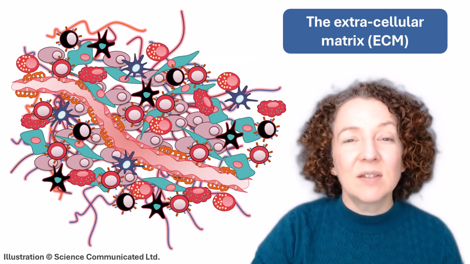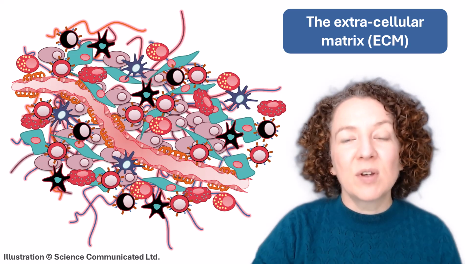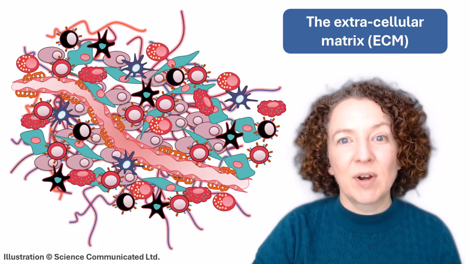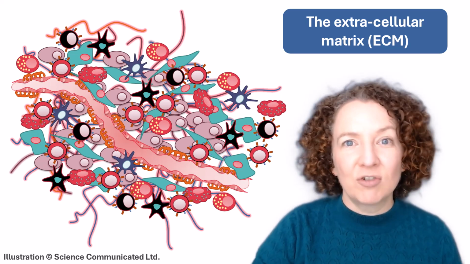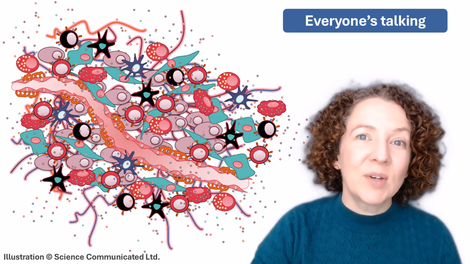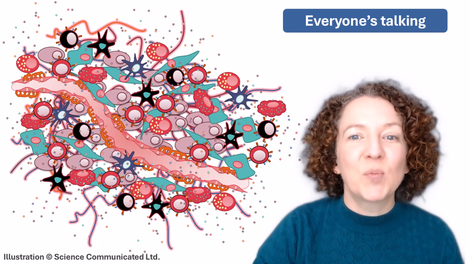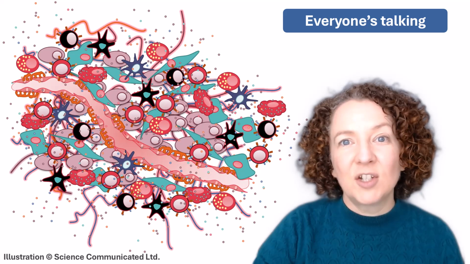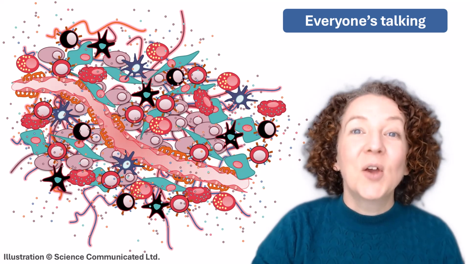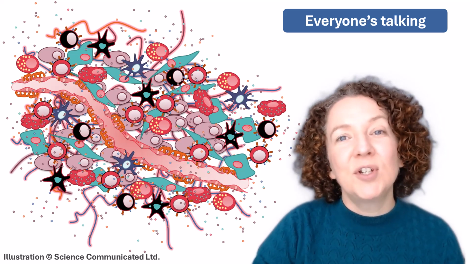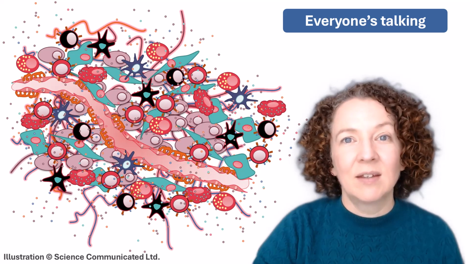As well as cells, the tumour microenvironment also contains a network of fibrous proteins, collectively called the extracellular matrix. And there's also a myriad of chemicals and small proteins that cells are using to communicate with one another. White blood cells in particular produce an enormous range of signals.